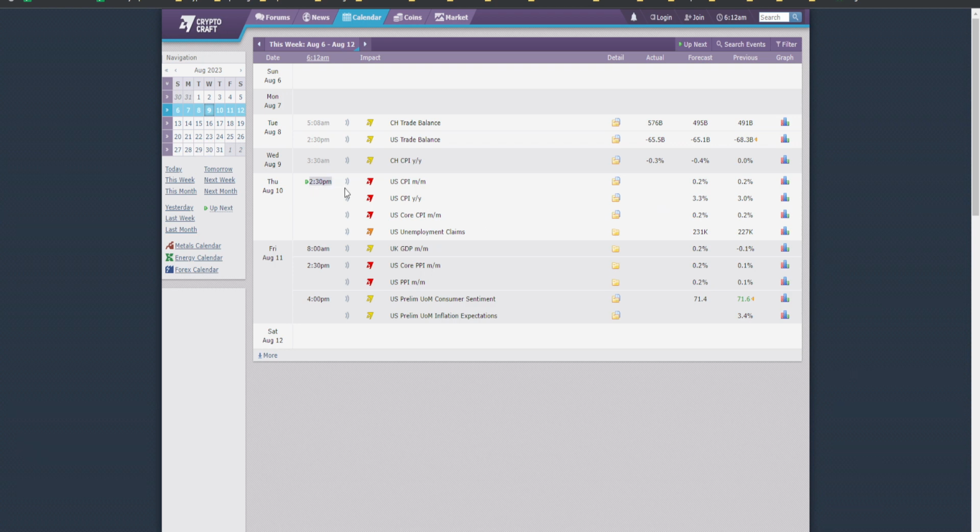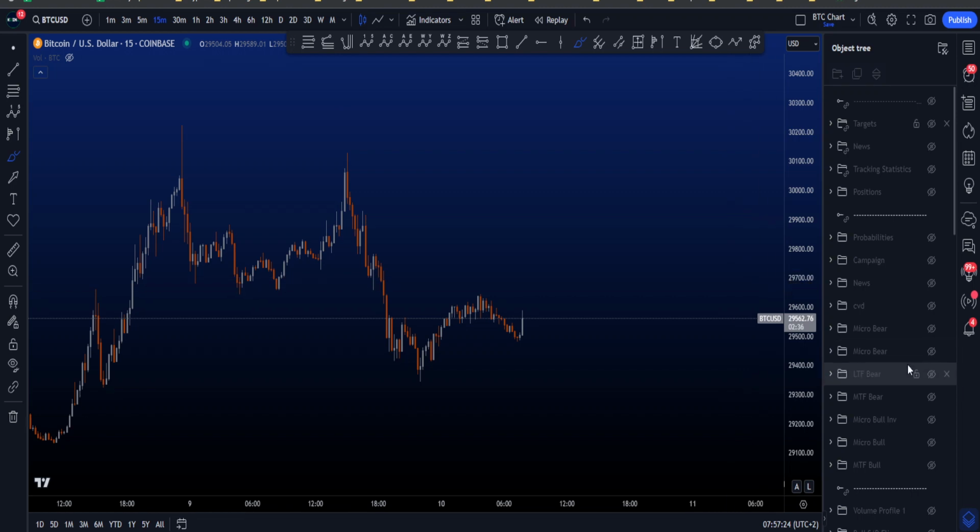Now we do have news today, so make sure you trade safe at 2:30 p.m. Central European time. High impact news can kick in some volatility, so make sure you have a good plan and strategy.